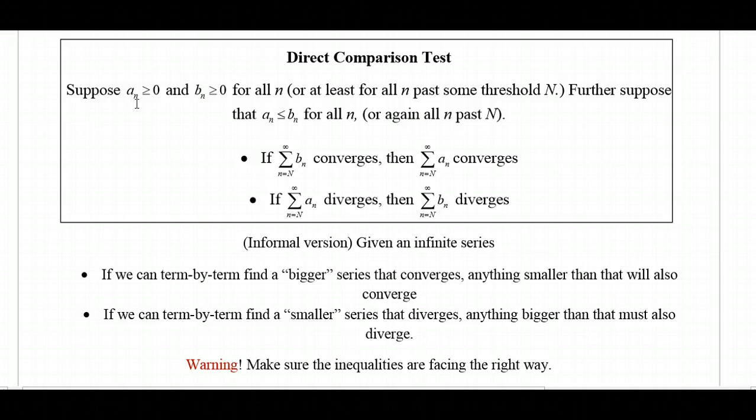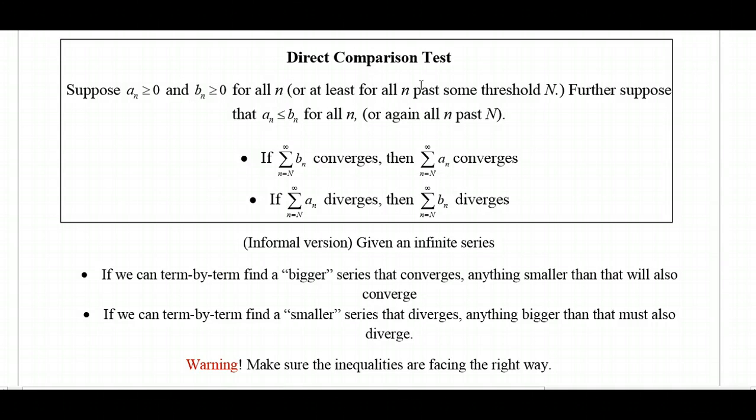The direct comparison test. So suppose a sub n is greater than 0 and b sub n is greater than 0 for all n, or at least for all n past some threshold, capital N. So let's stop right there and think about what that means. We're going to have two infinite series here, so we have two general terms, a sub n and b sub n. And what this first part is saying is that we need those terms to always be positive for all n.